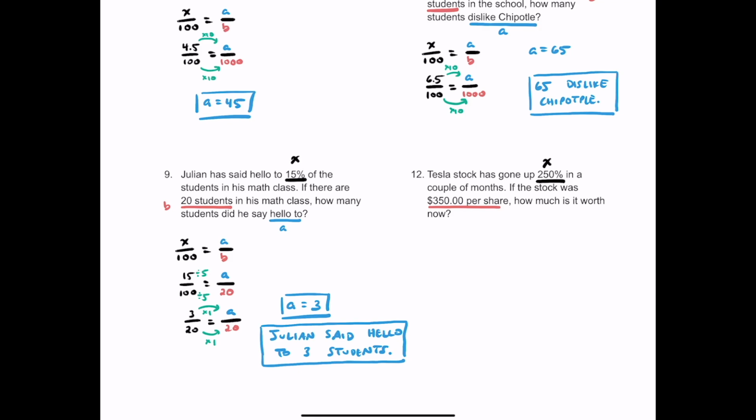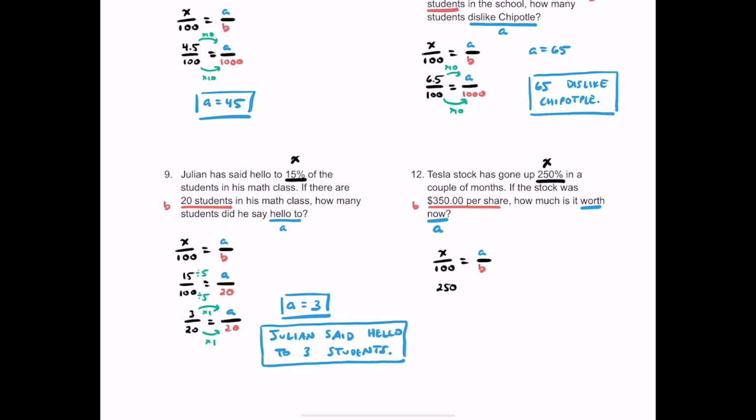Okay, that's what it started with, and we need to see what it is worth now. So worth now, that's going to be our A value. Let's go ahead and write the percent proportion. We can say X over 100 is equal to A to B, and it goes up 250%.